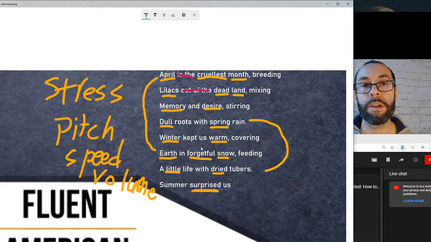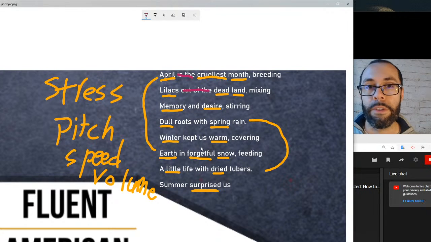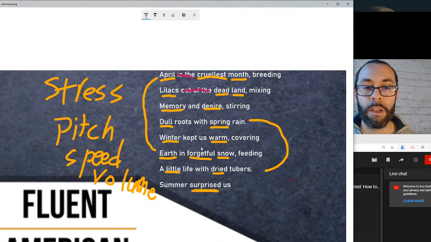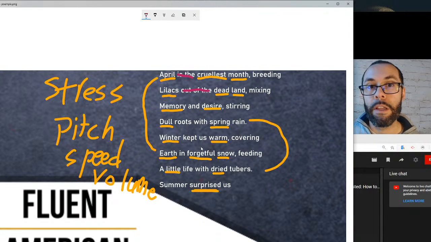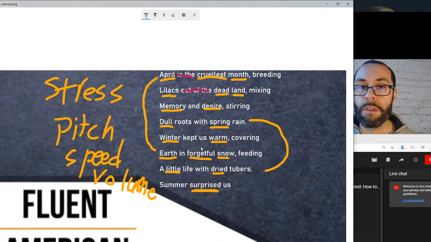Covering earth and forgetful snow. Earth and forgetful snow. You can even hear the rhythm there. Earth and forgetful snow. Feeding a little life with dried tubers. Again, I'm stressing little and dried. A little life with dried tubers. Summer surprised us. Raising the pitch, and the speed again, slowing down on surprise.